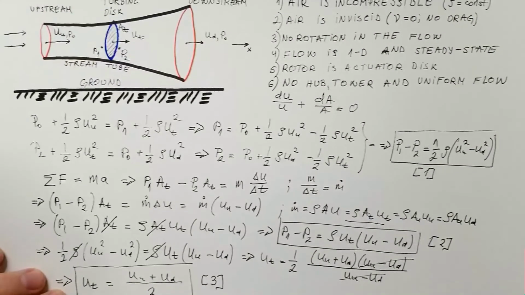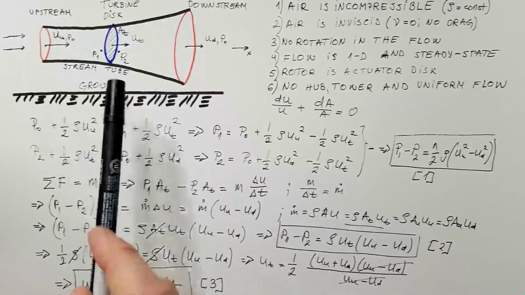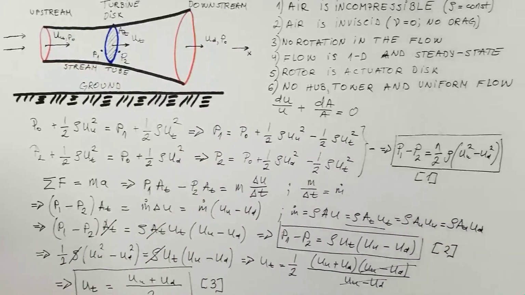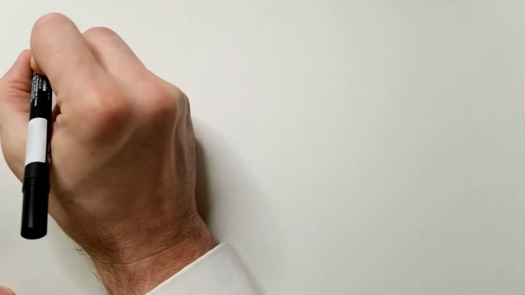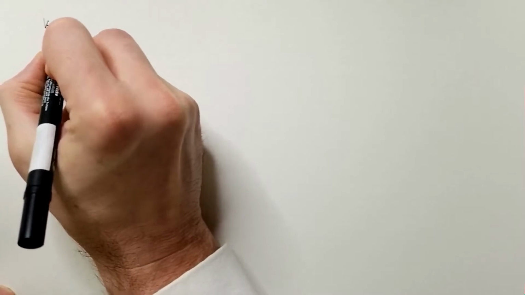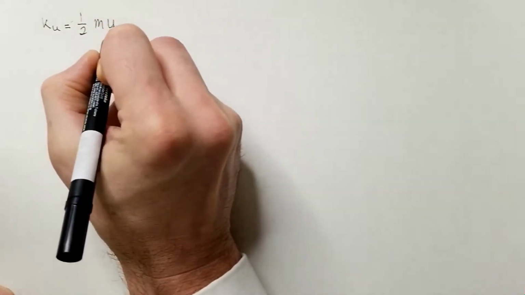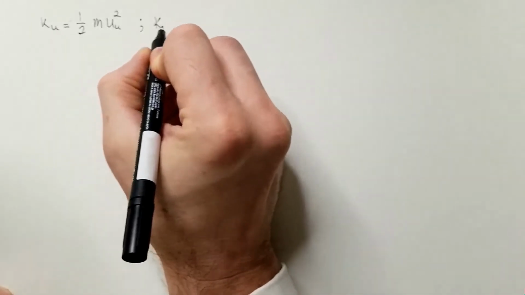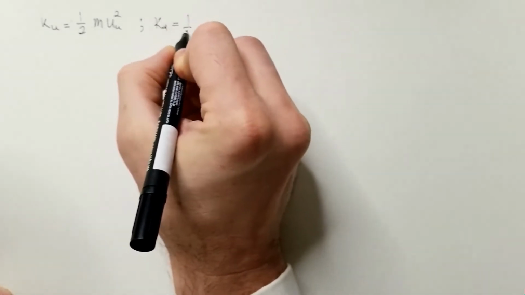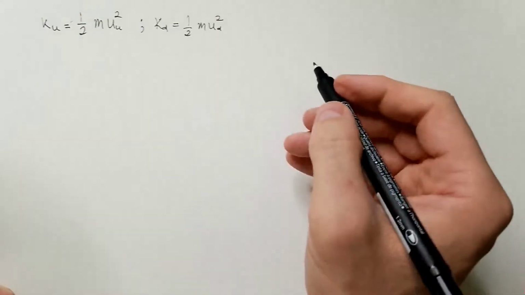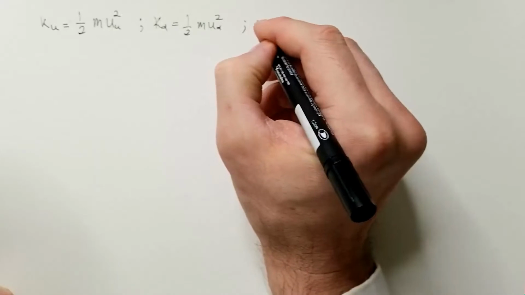First, let's quantify what is kinetic energy in the wind upstream and downstream from the turbine disk. I'll use another page. So kinetic energy upstream from the wind turbine is 1 over 2 mass U upstream squared. That's simple, everybody knows this formula. Similarly, kinetic energy downstream is 1 over 2 mass U downstream squared. But what is power? Because we are after power.